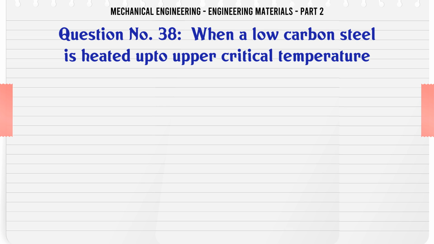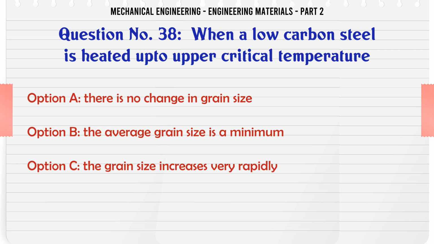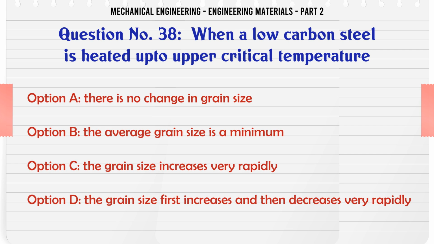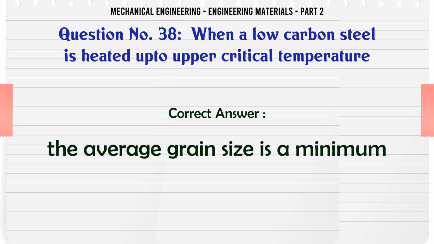When a low carbon steel is heated up to upper critical temperature, A. There is no change in grain size. B. The average grain size is a minimum. C. The grain size increases very rapidly. D. The grain size first increases and then decreases very rapidly. The correct answer is the average grain size is a minimum.